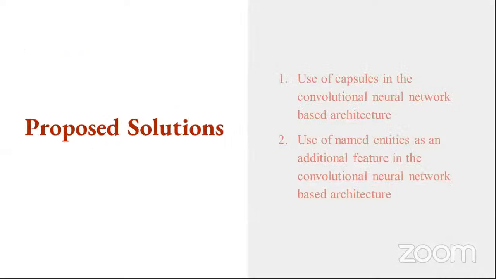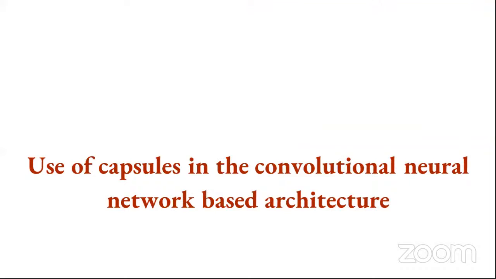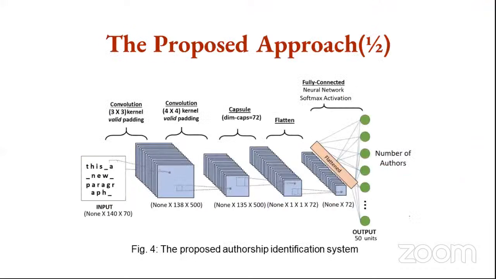So we proposed the capsule network for solving this particular authorship identification problem. And we have also shown that named entity information can be used as an additional clue. So you can use additional information, which is the named entity information, for improving the authorship identification. So basically, this is the use of capsules in the convolutional neural network-based architecture.